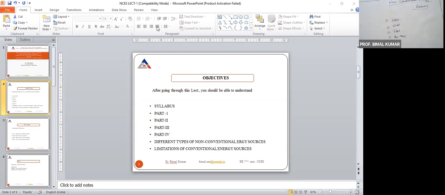Then after that, second chapter of the first part, that is MHD generator. MHD stands for magneto hydrodynamic. What is MHD? MHD is magneto-hydro type electrical plant or electrical generator.